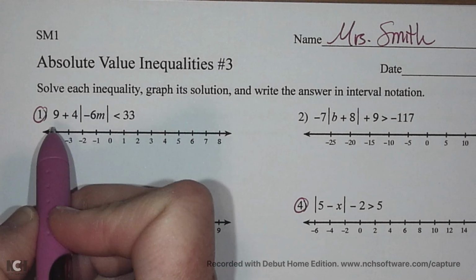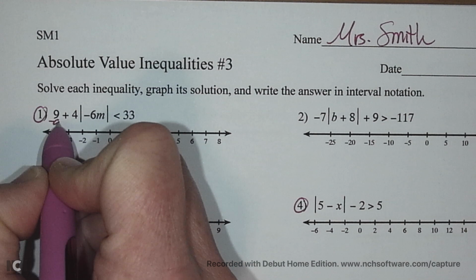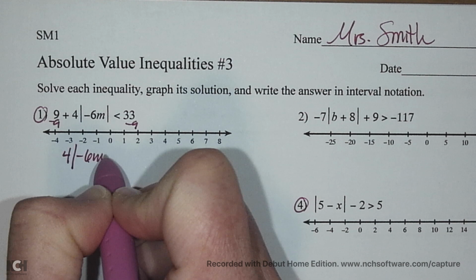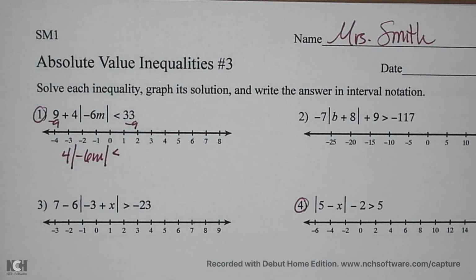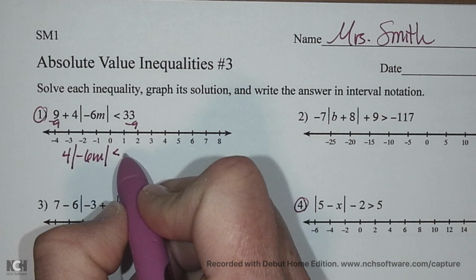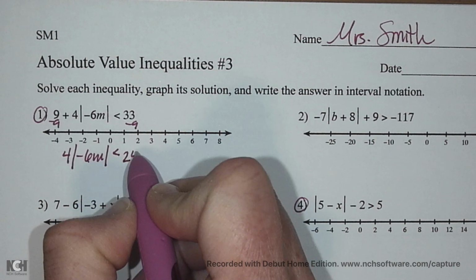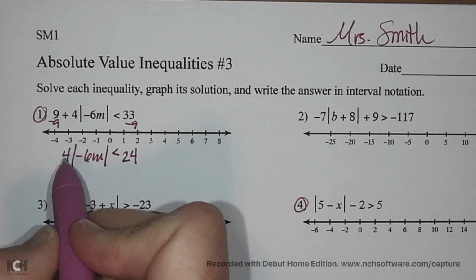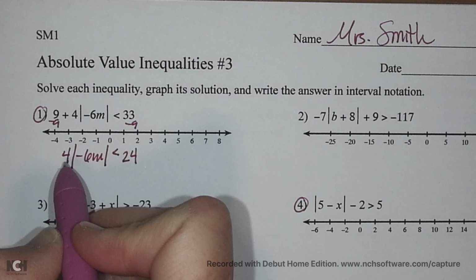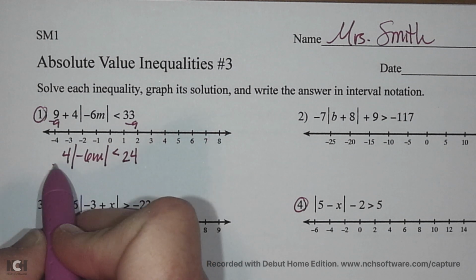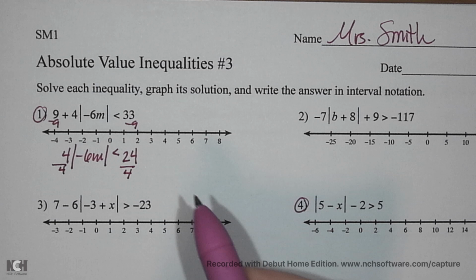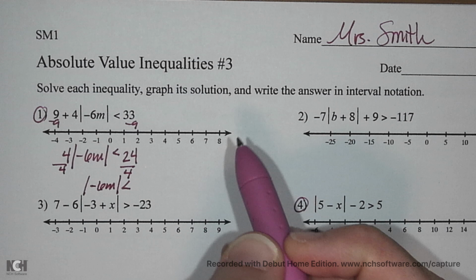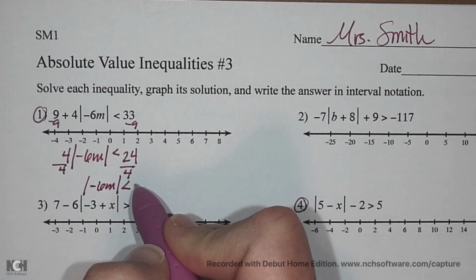First of all, we're going to get rid of the 9 by subtracting it. So you subtract that 9 from both sides, and we'll get 4 times the absolute value of negative 6m is less than, let's see, 33 minus 9 is going to give you 24. And next off, we've got to get rid of that 4. So again, 4 times all of this. The way to get rid of that 4 is to do the opposite of times. We're going to divide. So divide by the 4. And you're left with the absolute value of negative 6m is less than 24 divided by 4 equals 6.